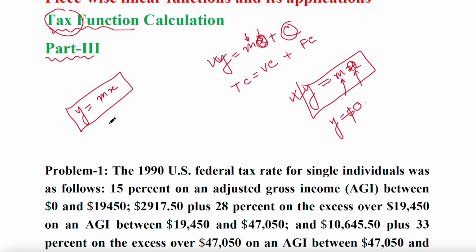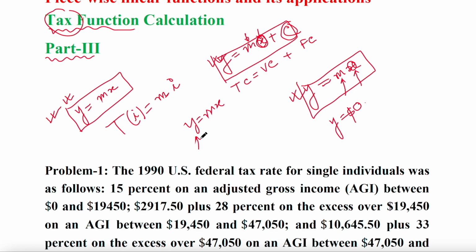But one can denote tax function by t and total income by I. So tax function can also be like this, t(I) equal to mI. But in this lecture I want to denote tax function by y equal to mx. So let me say it again. Here y is the tax, total tax or tax function, and x is the total income, m is the rate of tax per unit or per dollar.